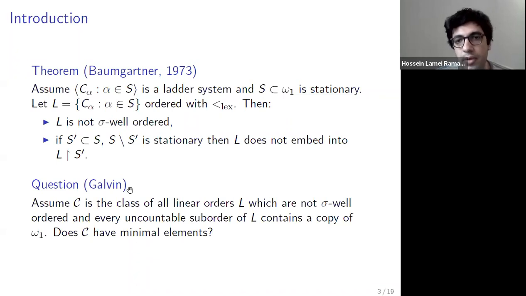Assume C is the class of all linear orders L which are not sigma well ordered, and every uncountable suborder of L contains a copy of omega 1, which means that it does not have any real type, Aronszajn type, or omega 1 star. Does C have minimal elements? And they also mentioned that consistency results are also interesting. And this is exactly what happened.